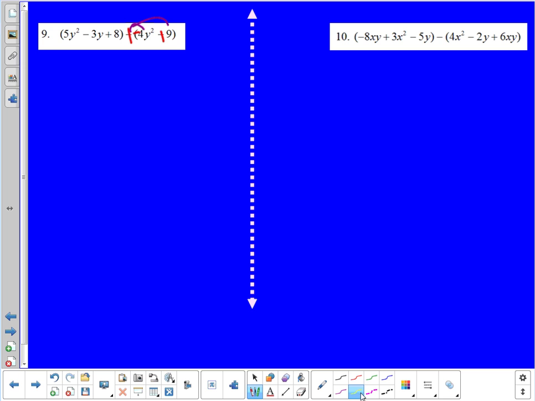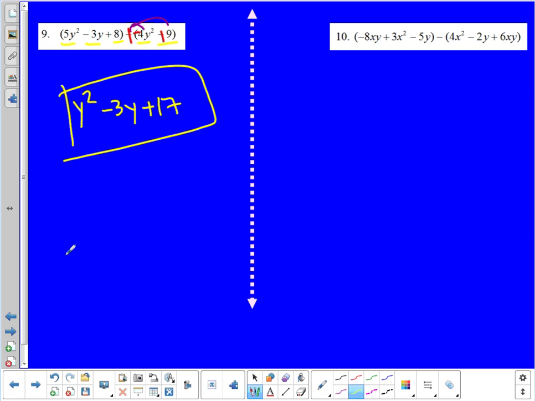And now I can go back and put those together. So I have 5y squared and negative 4y squared. 5 minus 4 is 1, so just y squared. Then I have a negative 3y that's by itself, and I have 8 plus 9, which is 17. And that is my like terms, or my sum.